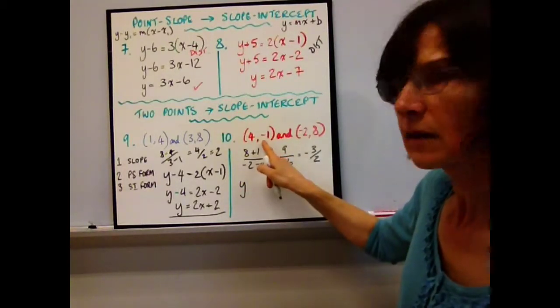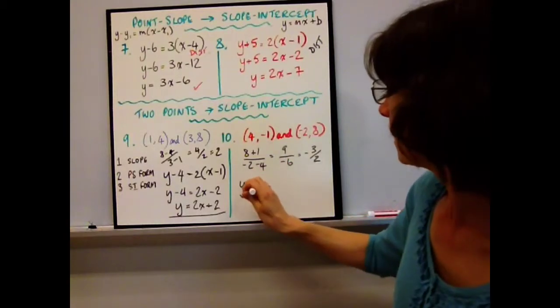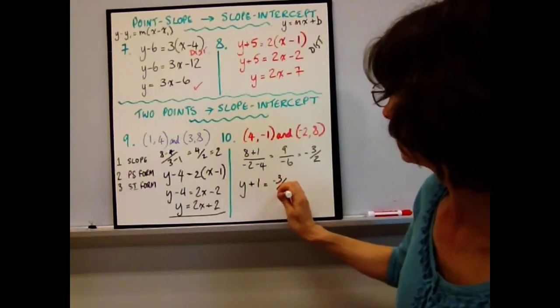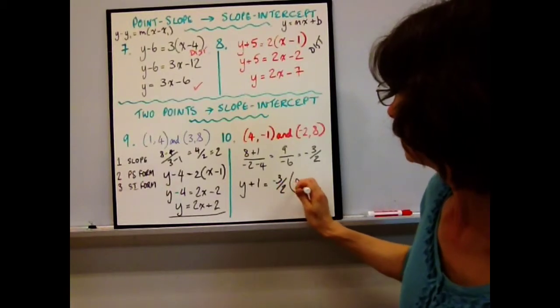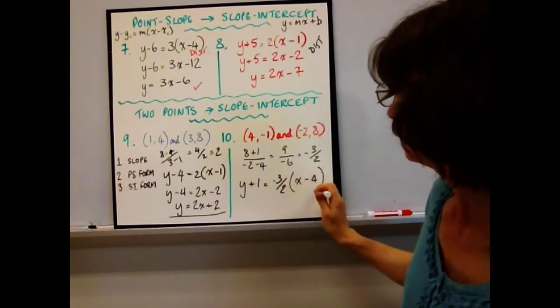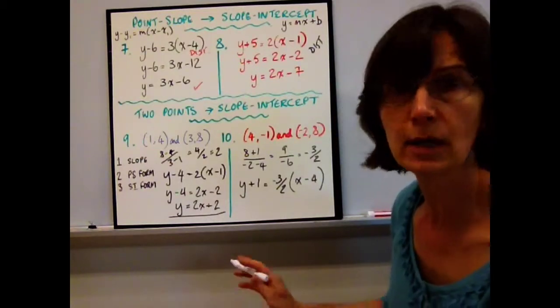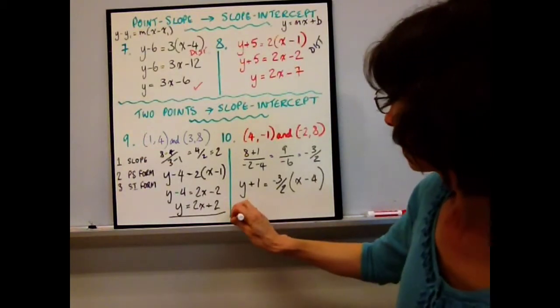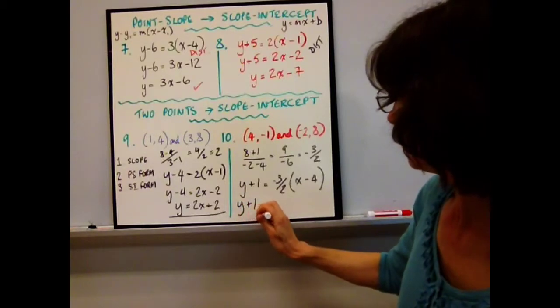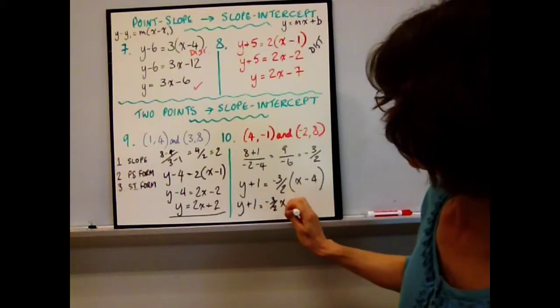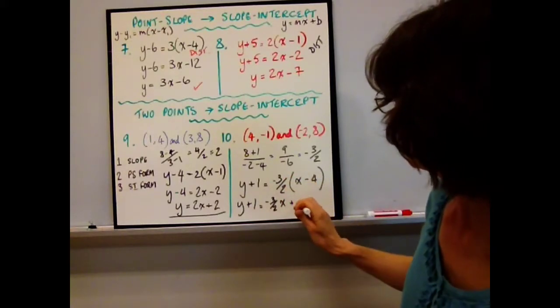It doesn't matter, I think I'm going to go with this first one. y plus 1 is equal to negative 3 over 2, the slope, multiplied with x minus 4. So we're just going to be careful when we distribute by a negative, and then we're going to rearrange to do what we need to do. y plus 1 equals negative 3 over 2x, and that's going to be plus, so that's 12 over 2, 6.